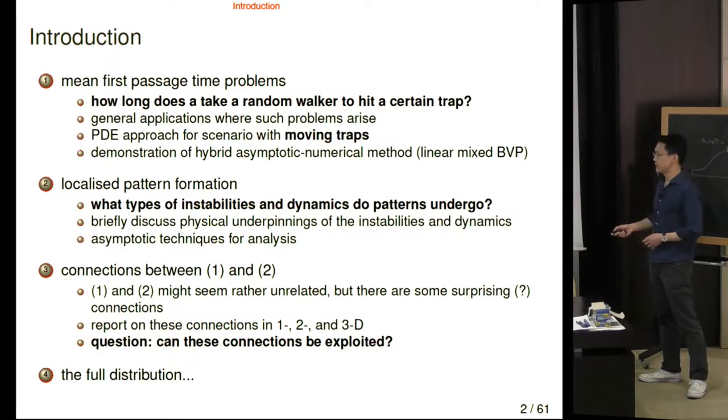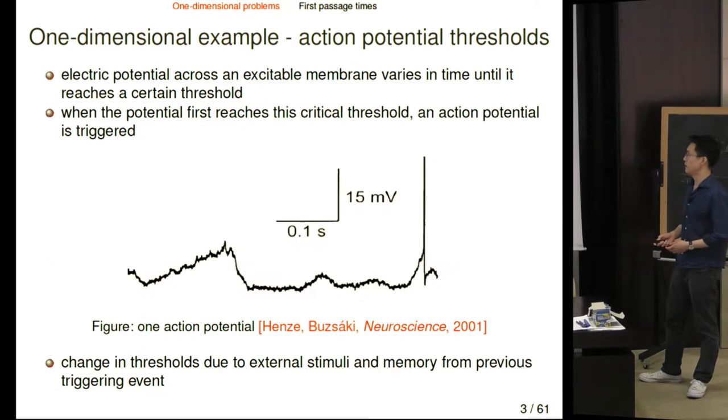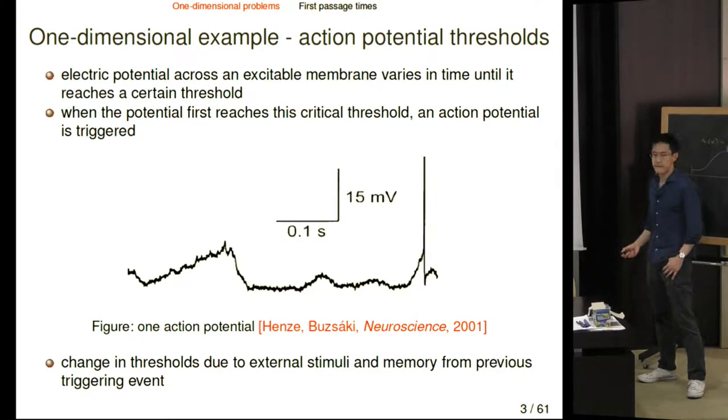And in the end, I'll say something about the full distribution because it's come up a couple of times. Okay, so I'll start with one dimension, first passage times, an example where moving traps come up: the triggering of action potentials.